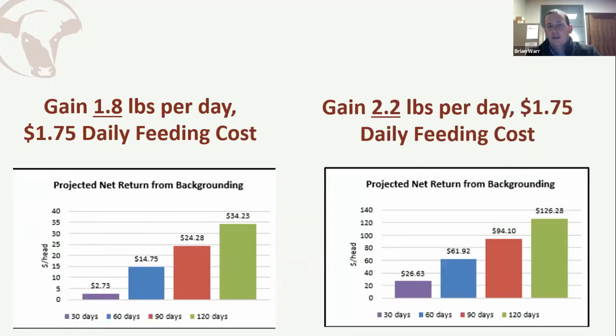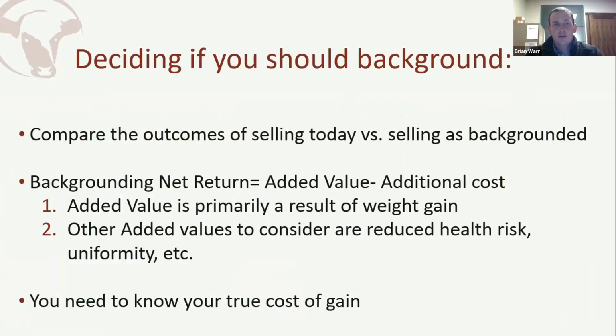But if I could achieve more gain and not butterball, to Christine's point, then my economics look even better in this model. Just to demonstrate the point, I went from 1.8 to 2.2 pounds a day with the same daily feed cost, and we see that increases my revenue from the backgrounding operation. Just examples of how you might use the tool to analyze if it's the right decision for you to background.